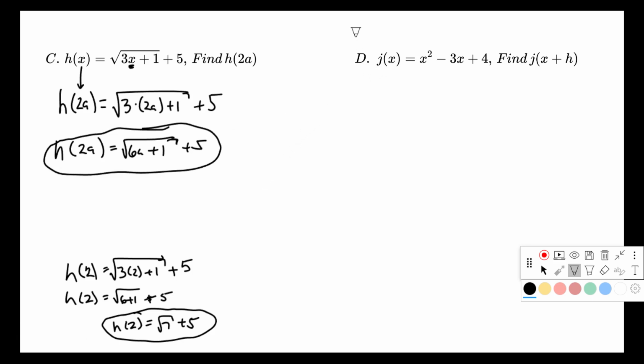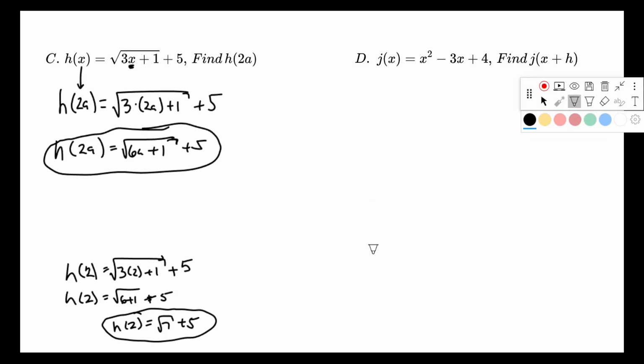So letter D asks us to take j of x equals x squared minus 3x plus 4 and find j of x plus h. So before we do this, let's actually go ahead and do it down here. Let's find j of 4x. Okay, so in place of x, I'm now going to write 4x. Everywhere I see an x, there's going to be a 4x in its place. So here's an x. In place of x, I'm putting 4x in parentheses and squaring it. Minus 3. In place of x, I put 4x in parentheses, plus 4.